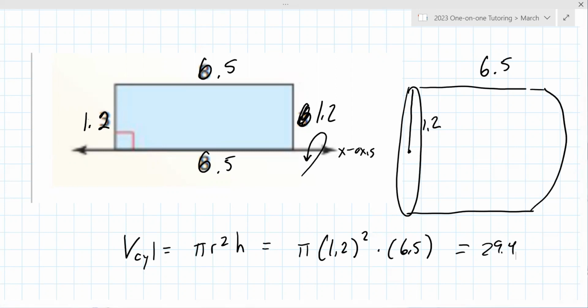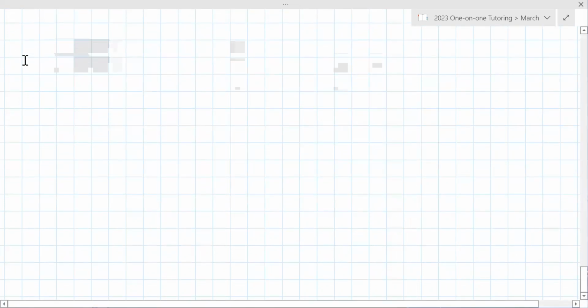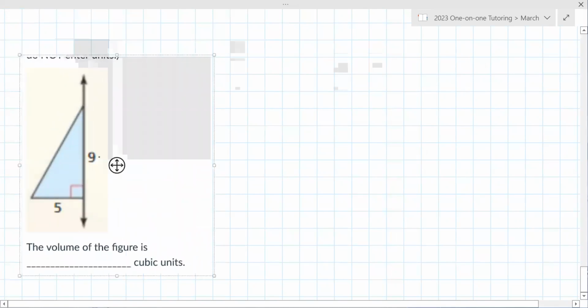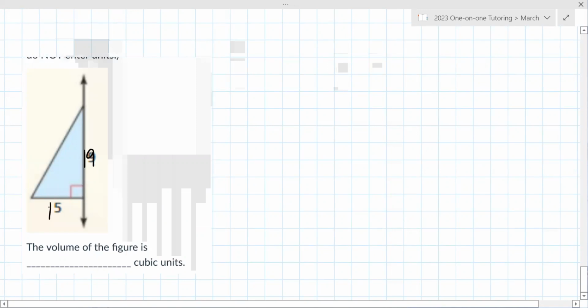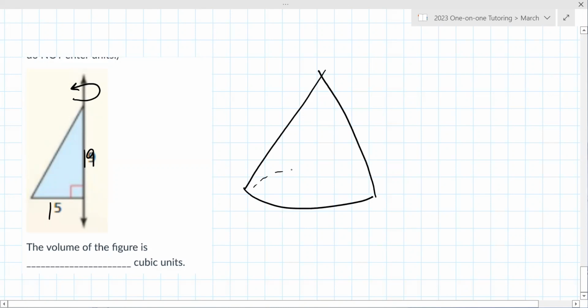All right, let's look at this next one here. Change up the numbers a little bit. Let's make this one 19 and this one 15. What is the shape when it's revolved around this axis? A cone. What is the radius of the cone? 15. Good. And the height is 19. I'm changing it up to 19. What's the formula for the volume of a cone? 1/3 times pi r squared times height.